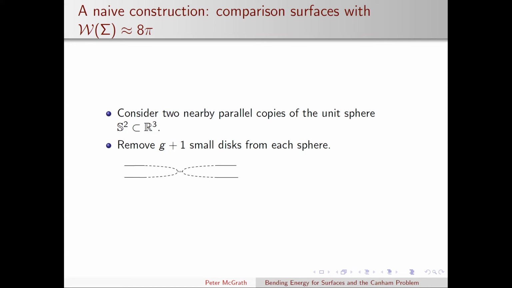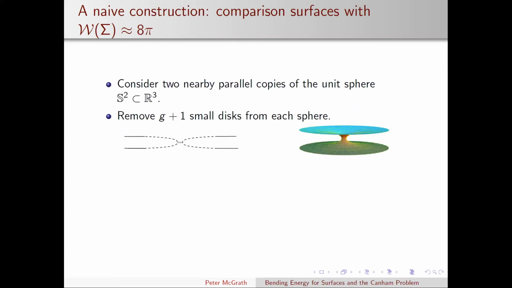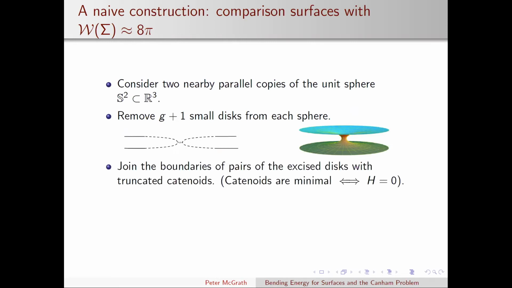So what annulus should we pick? There's a good model for the type of annulus we pick. This annulus is part of a catenoid. The catenoid is a surface of revolution in R3, and it has mean curvature exactly 0 everywhere. So why do I want this to be the model for my bridge? It's because the H is 0. So if I really care about the total bending energy, I care about the integral of H squared. So if I'm gluing in something that has H exactly 0, this is as cheap as I can get.